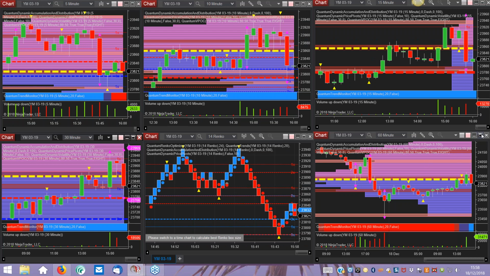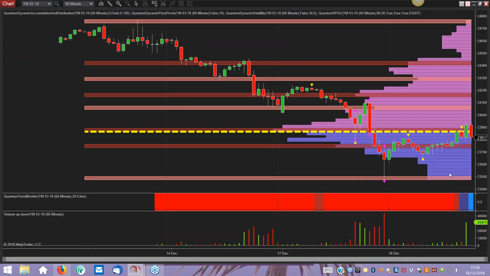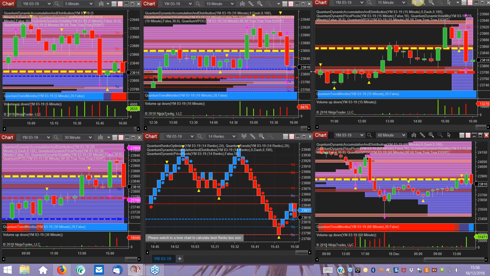Then over onto the 60-minute. Have we got any volatility on the 60-minute? No, we haven't. But we're still trading around the volume point of control. So every chart is telling you the same thing right now. This is a market in congestion. It's a market that's trading in a relatively narrow range. If you're going to take any trades in here, you've got to be quick.